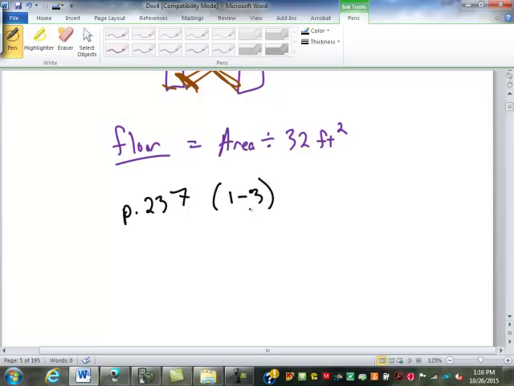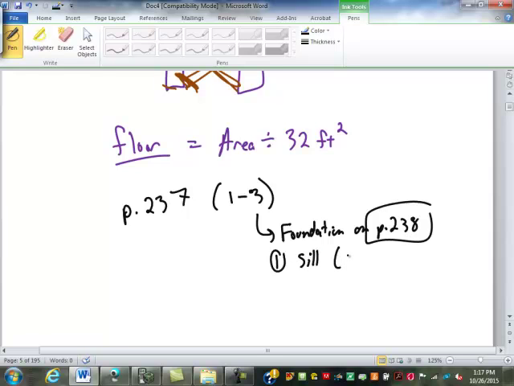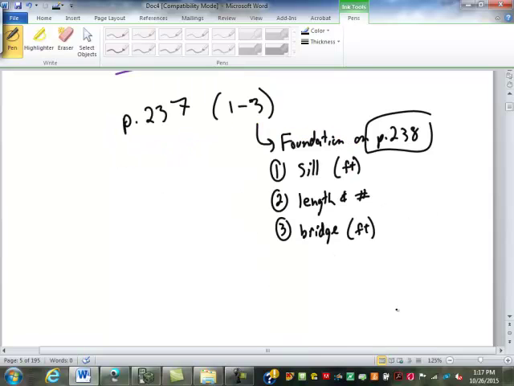The big ones, problem 3, there are foundations or outlines of foundations on page 238. And for each of those, I want you to give me the linear footage of sill, the length and number of joists, just the linear footage of bridging material, 1x4 or 1x3, and the number of 4x8 sheets of flooring.